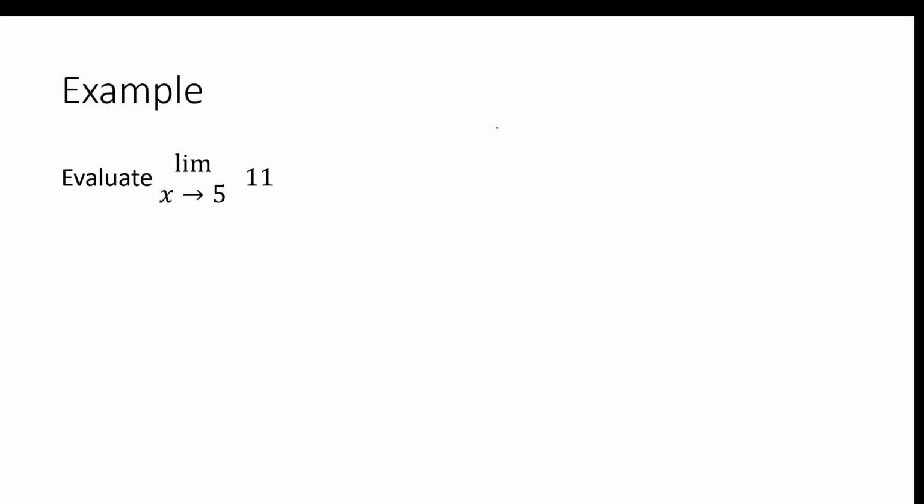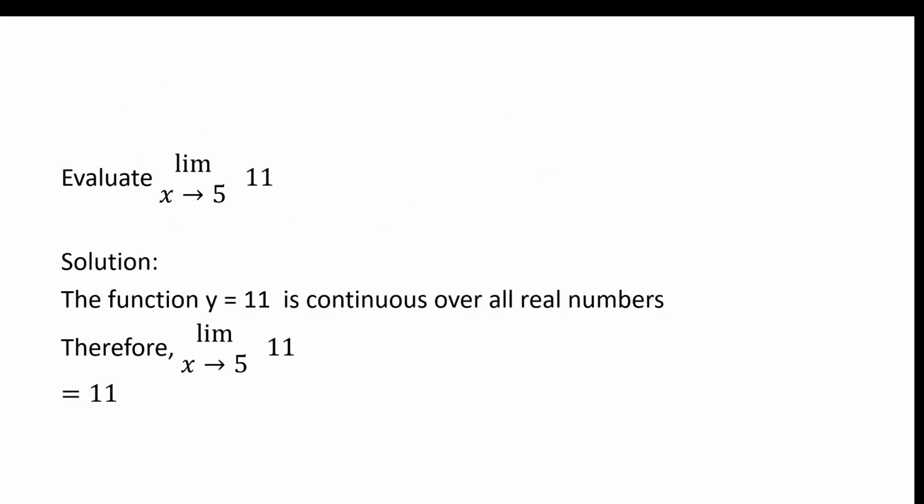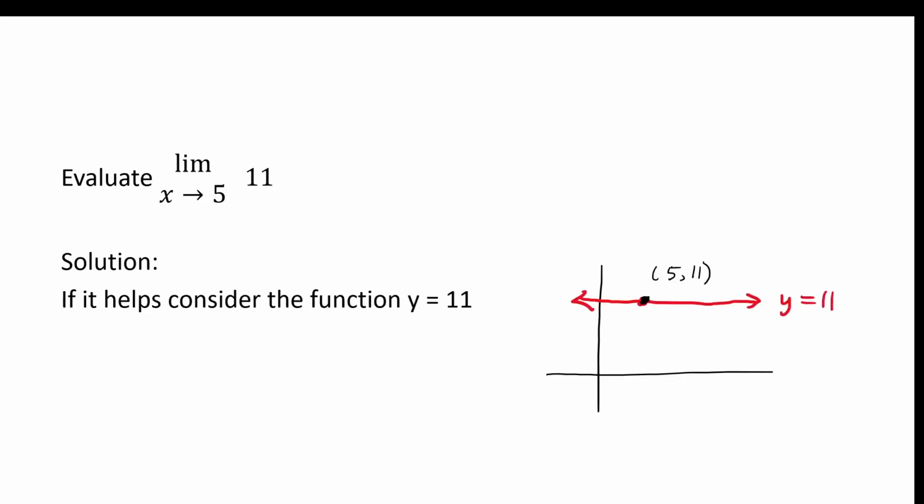Okay, next one. What if we have the limit as x goes to 5 of 11? Well, the function y equals 11 is continuous over all real numbers, and so the limit as x goes to 5 of 11 is simply 11.